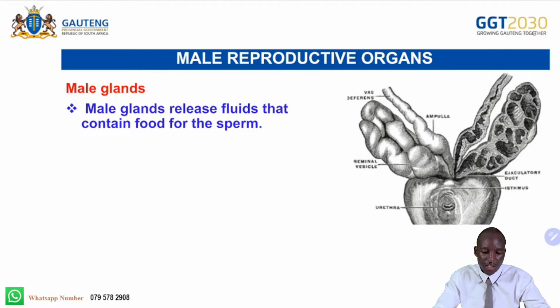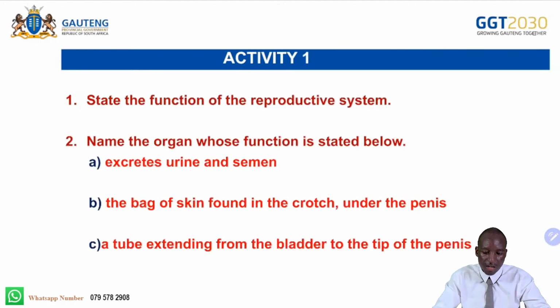Now we look at the first activity, activity number one. I'm going to give you 5 questions, 5 minutes for this activity. Before that, let's look at these questions in a brief way. Number one says state the function of the reproductive system.